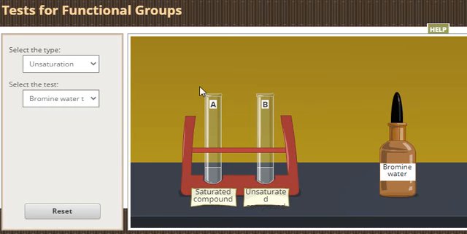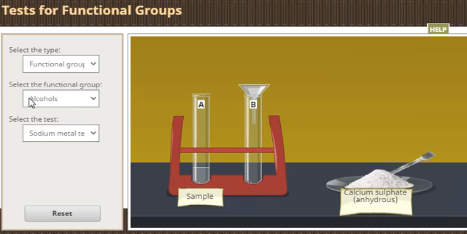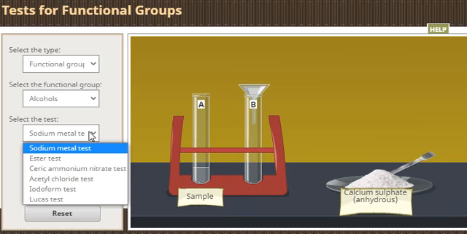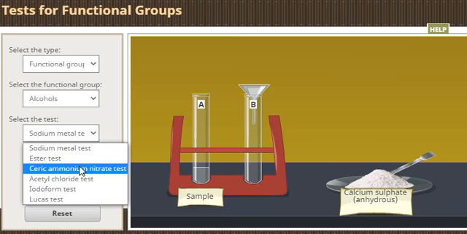Now the next test is the test for the functional group. That functional group is alcohol. This one is the alcohol. Now there are various tests to identify the presence of alcohol. So let us do the test one by one.